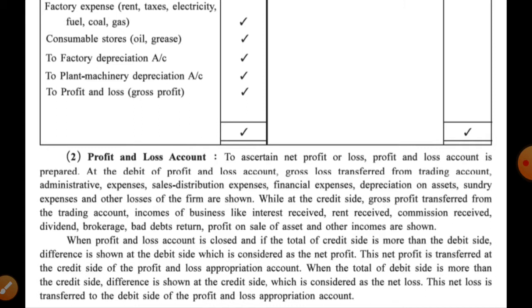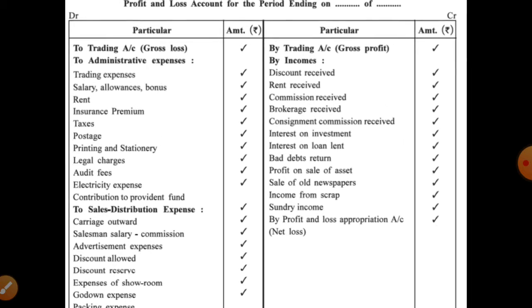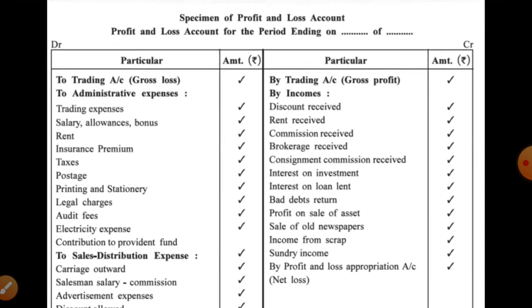And on the credit side of the P&L account, if there is gross profit, then whatever gross profit we have written on the debit side of the trading account, the second entry will be on the credit side of the P&L account. Other than that, any kind of income for the business, such as interest received, rent received, commission received, brokerage, dividend, etc., will be recorded on the credit side of the P&L account.